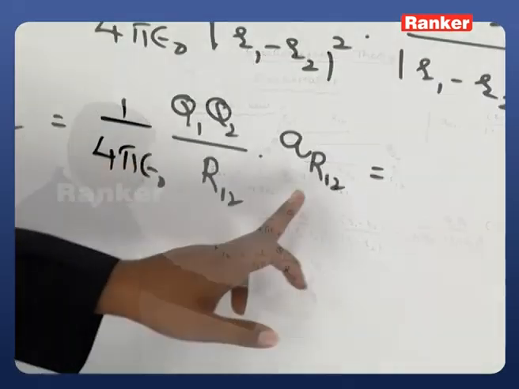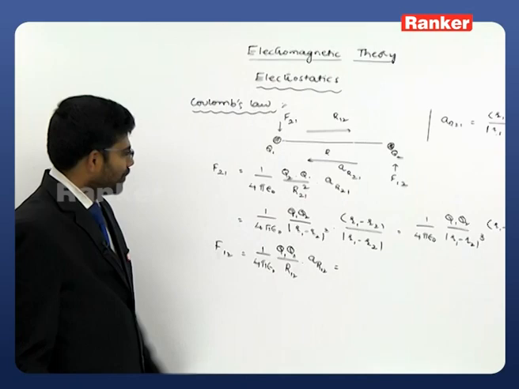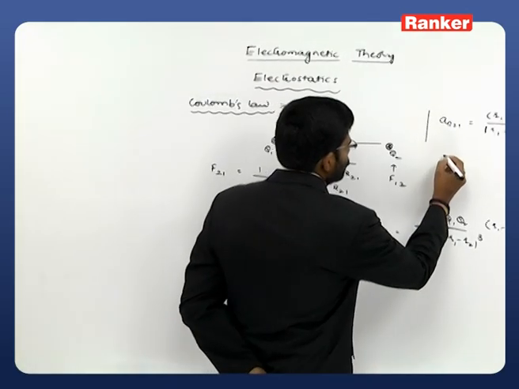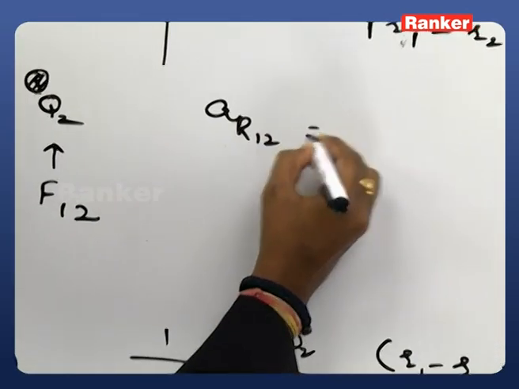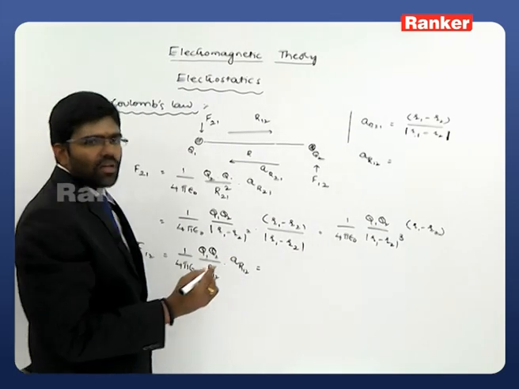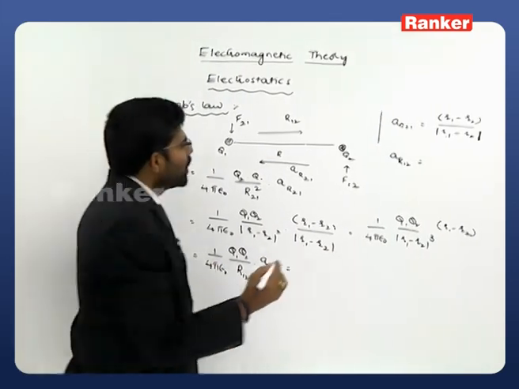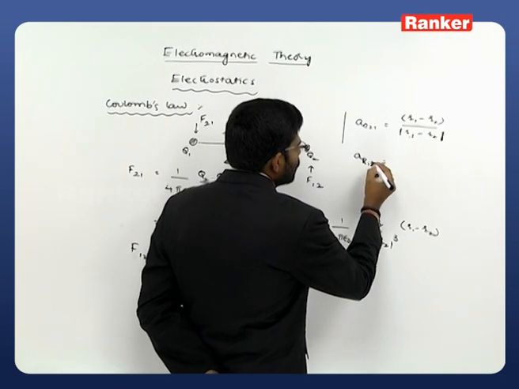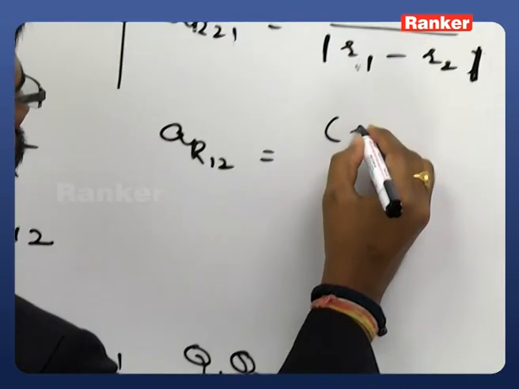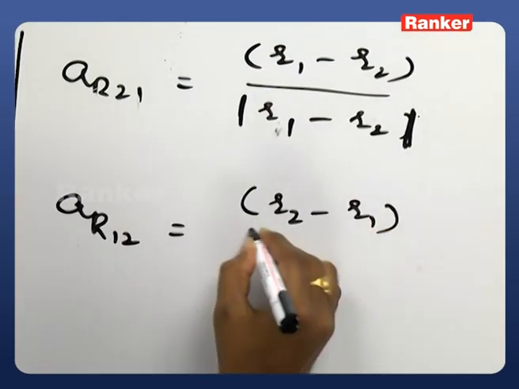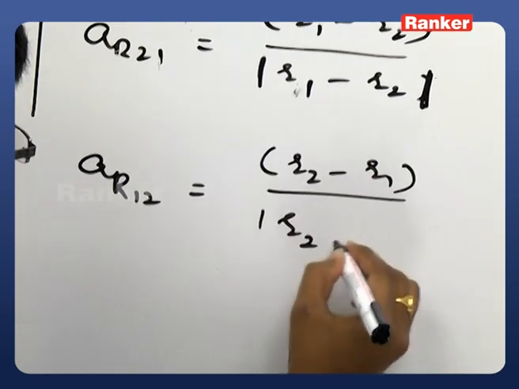Now once again we need to replace this a r12 with its equivalent. So how to obtain that a r12? As I said, it is very simple, don't go for position vectors or anything. Just subtract the first one from the second one, that is r2 minus r1 divided by its magnitude.